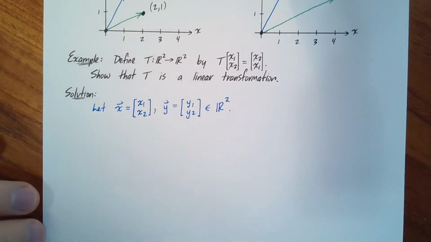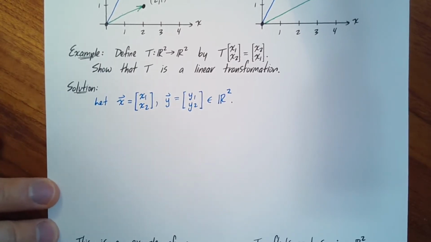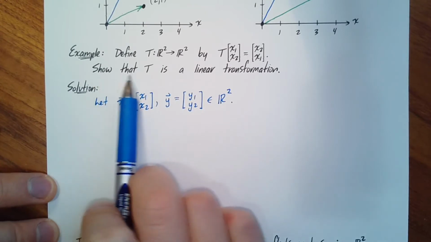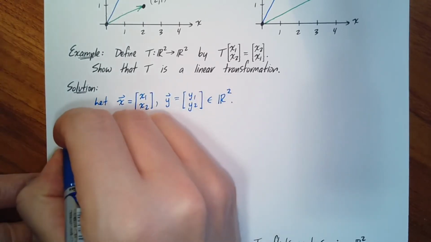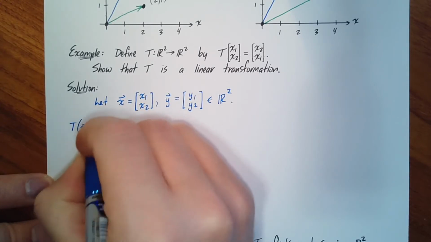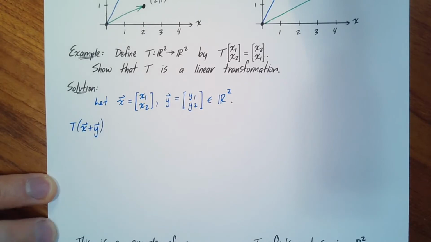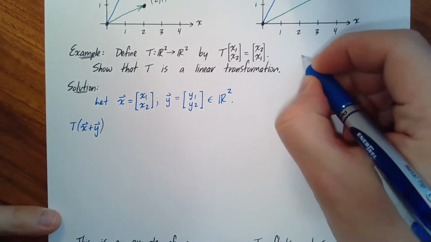Okay, so let's work out T of x plus y and try to show that it's equal to T of x plus T of y, because that's what we're asked to do. We're asked to show that T is a linear transformation, so we have to try to show that. So let's start with T of x plus y. So what is x plus y? Let's just write it down.